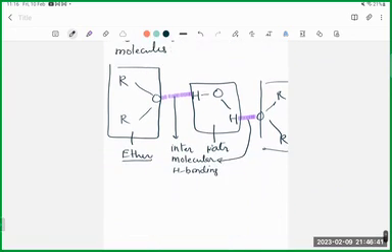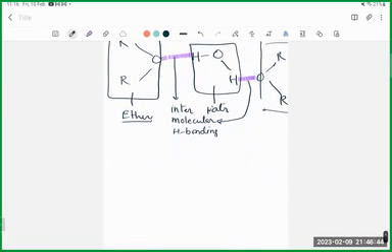Go. So here now we'll go for the properties. So let us start the chemical properties after physical properties.